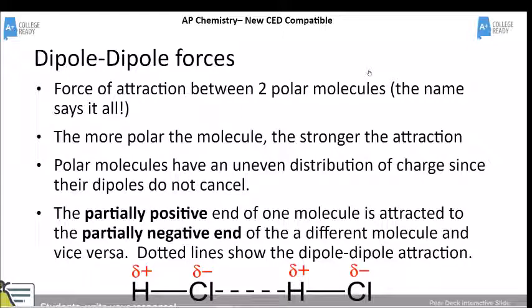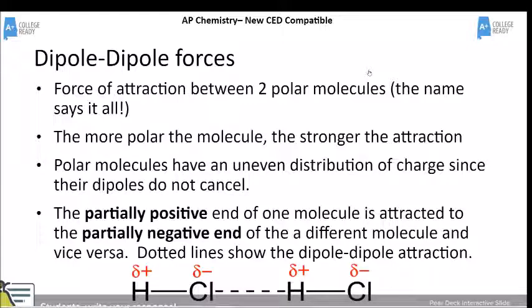A dipole-dipole force is a force of attraction between 2 polar molecules. We already said that, right? So you have 2 molecules that are polar. The electrons are more so on one side of the molecule than the other. The greater the degree of polarity, the stronger the attraction. And that goes back to Coulomb's law. The greater the charge, the stronger the attraction. This is one example of a dipole-dipole force.